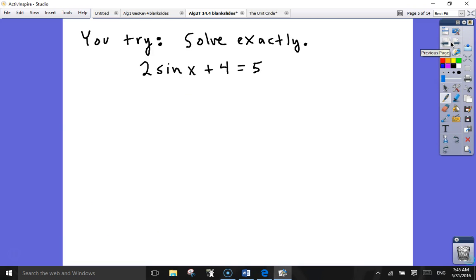So try to do that one. Same way. Isolate the sine, and then use the unit circle to figure out what angle you're at. And make sure to include that last plus n times 2 pi.